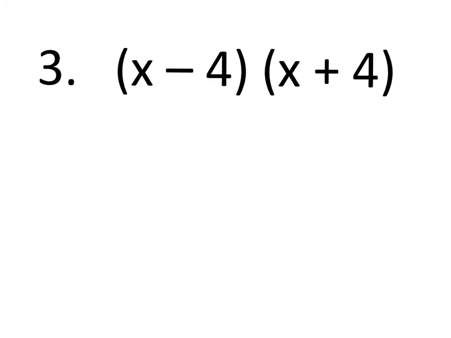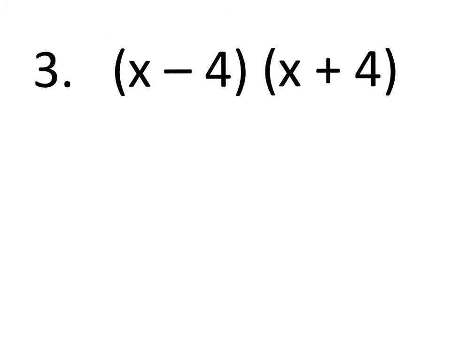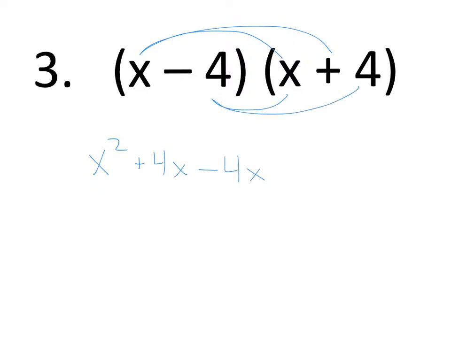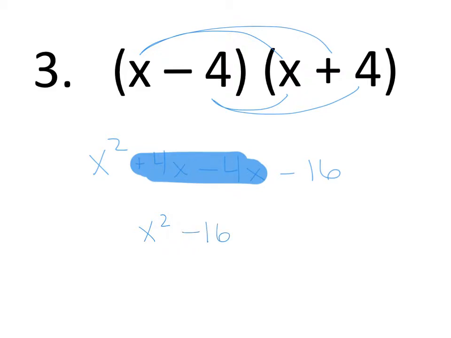Okay. So going to the next one, let's try one more time here. We're going to take x times x and get x squared. X times 4, 4x. Negative 4 times x, so negative 4x. And negative 4 times 4 is negative 16. Again, you're going to combine like terms here in the middle. So in this case, 4 minus 4 is just going to drop off. So I have x squared minus 16. And that's going to be my answer.